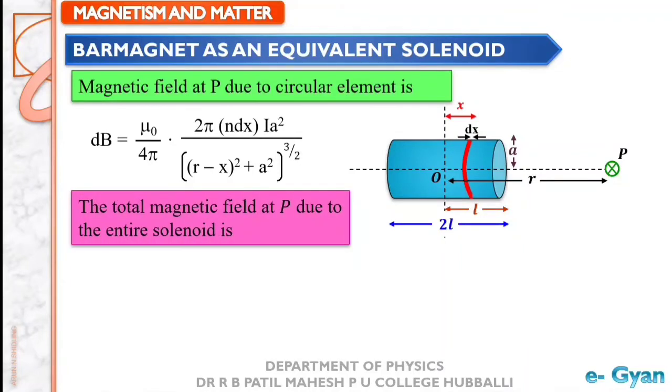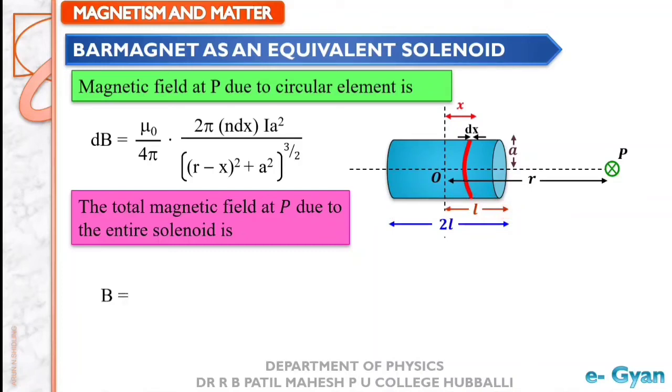So to find the total magnetic field we have to do integration. Now integration of these dx elements from this end to that end. From this end means from the length L to that end means length minus L, because on this side the length comes out to be negative, so this end of the solenoid becomes minus L and this end becomes plus L.